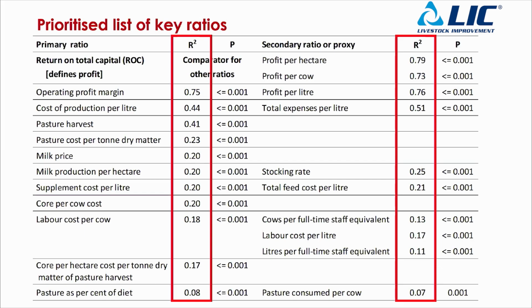This results in so many factors contributing to profit that it's difficult to single out just one factor as the cause. However, a low R-squared value does not mean that a relationship is not statistically significant or that it is not important to the level of profit on a farm or for the competitiveness of a dairy industry. The left-hand column of R-squared values for the primary ratios are ranked from highest to lowest.